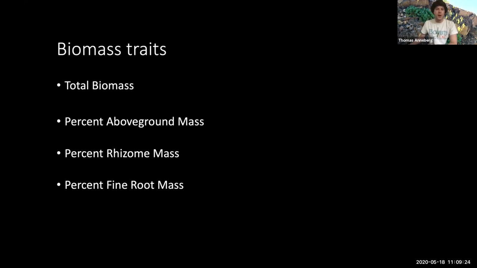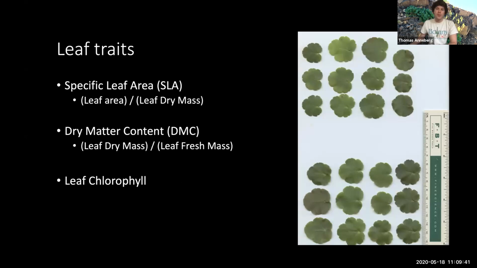For the biomass traits that we measured, we of course looked at the total biomass production of plants. And then from the total biomass produced for the plants, we looked at the relative allocation of that biomass to different structures. So we looked at the above ground mass of plants, allocation to rhizome mass or carbon storage, and then we also looked at the fine root mass of plants. We were interested also in photosynthetic parameters, so we looked at a few leaf traits.